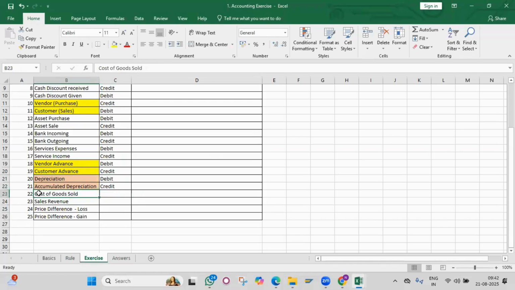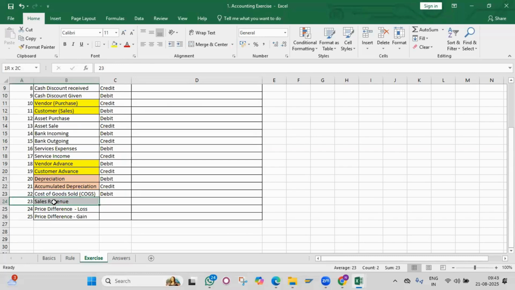Cost of goods sold. COGS means cost of goods sold. The name itself says selling cost. When you are selling any material, for that material, the cost will be incurred, right? Directly we are not selling. If you are buying, that's the cost. If you are selling, that cost should be debit. Always expenses will be debit, right? This we call COGS, or cost of goods sold.